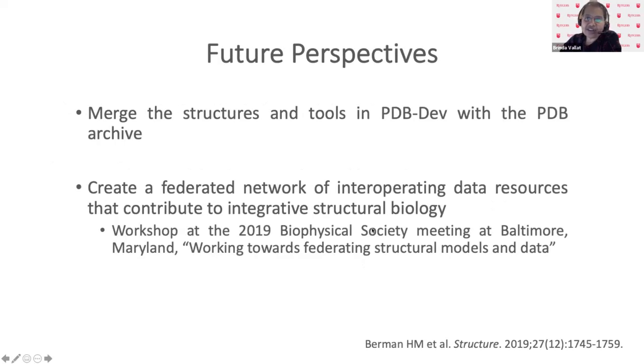Future perspectives: our goal is to build all the tools required for archiving integrative structures. Once the mechanisms for collecting, processing, validating, and archiving integrative structures are fully established through PDB-Dev, these structures will be moved into the PDB archive, and the tools will be integrated with the tools in the PDB.